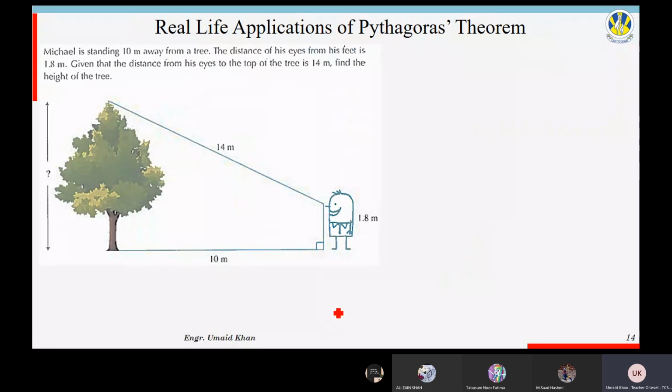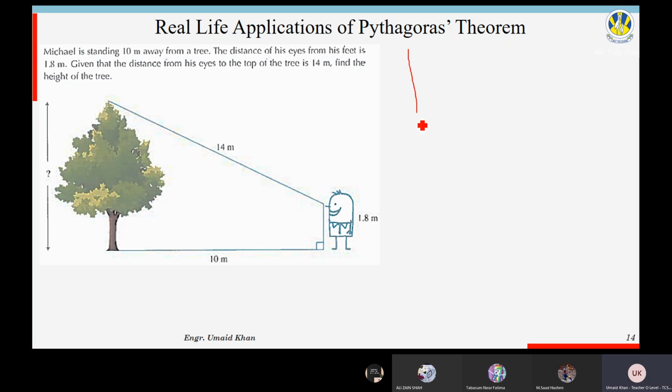Now another real life application of Pythagoras theorem. You can see a person, Michael, is standing 10 meters away from a tree, and the distance of his eyes from his feet is 1.8 meters. And the distance from his eyes to the top of the tree is 14 meters. Find the height of the tree.